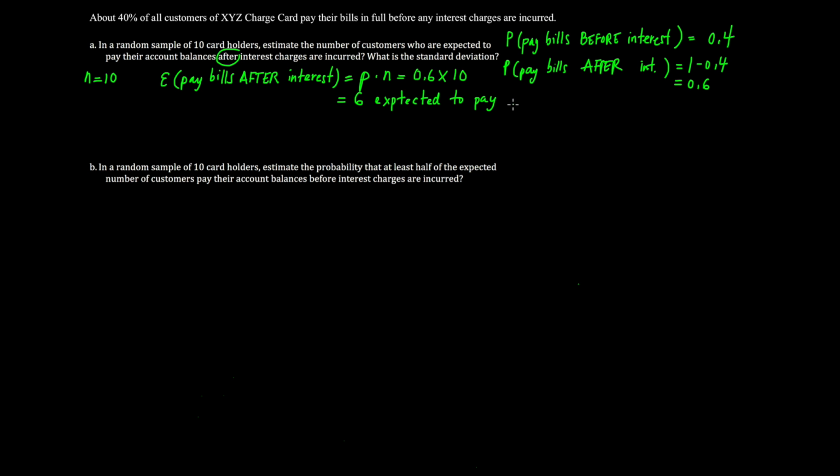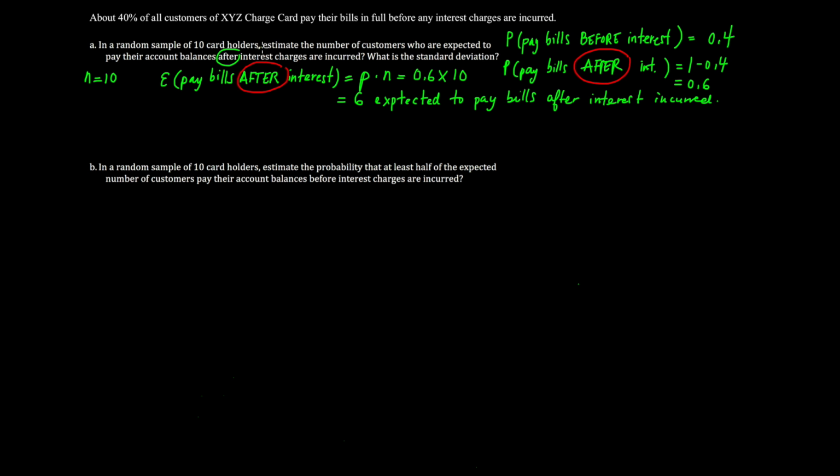to pay their bills after interest is incurred. Okay, so once again, always keep in mind that the expected number of individuals you're looking for should correspond to the probability that you're putting in. We use the 0.6 because we wanted the expected number after interest. Okay, so very important. So that was the first part of the question.